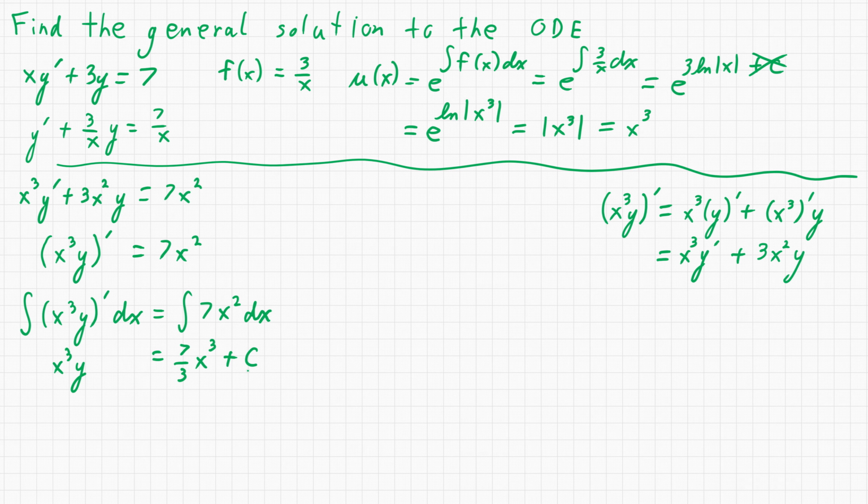And so now we're nearly done. All that's left is to divide by x cubed to solve for y. So y of x is equal to 7 thirds x cubed divided by x cubed, so that's just 7 thirds. And we have a plus c divided by x cubed, so that ends up being c over x cubed. And we're done.